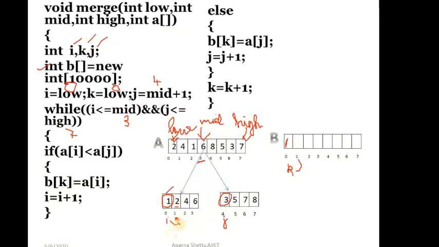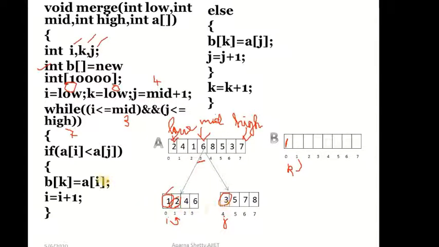Now the value of I is 1. Is 1 less than or equal to 3? Yes. Next, the value of j is 0 only. Is 0 less than or equal to 7? Yes. If A of I is less than A of j, what is A of 1? 2. Is it less than A of j, that is 3? Now we are comparing 2 with 3. Is 2 less than 3?